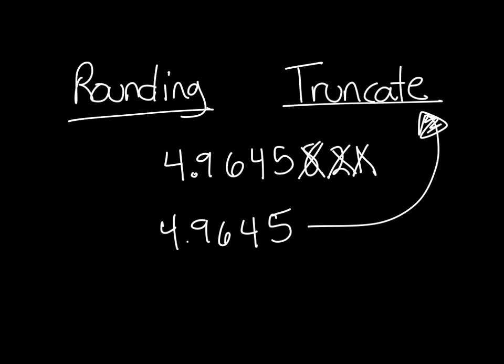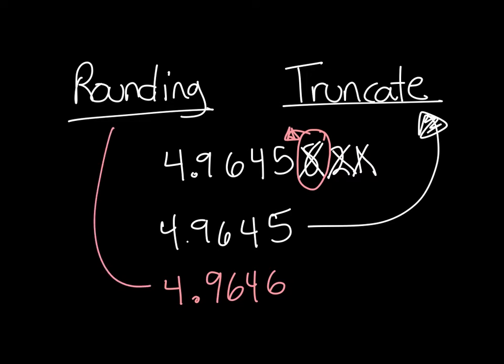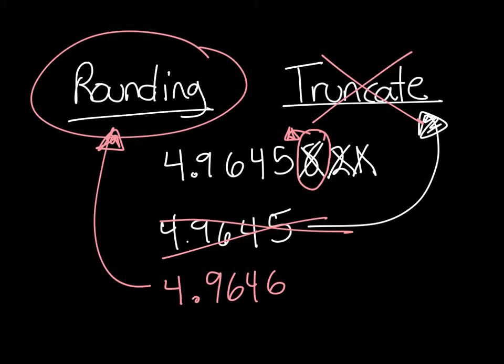Rounding is better because in rounding, you pay attention to this next number, and it tells you what to do with this one. In our case, that 8 is going to make that 5 turn into a 6, so we would write down 4.9646. That is rounding. Truncating is not what we're going to do, so we're not going to be truncating and just dropping off the numbers. What we're going to be doing is rounding. Okay, so let's look at some examples and talk about when to round and how to round.